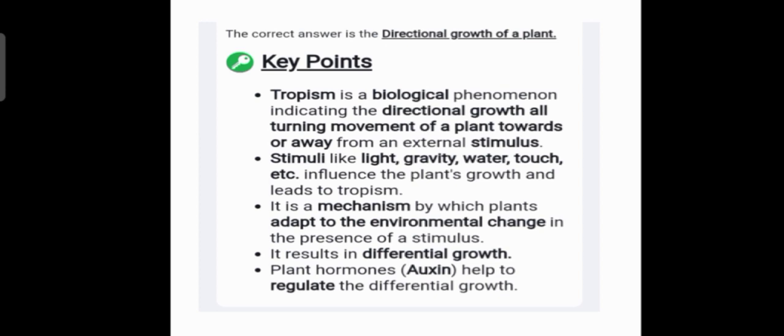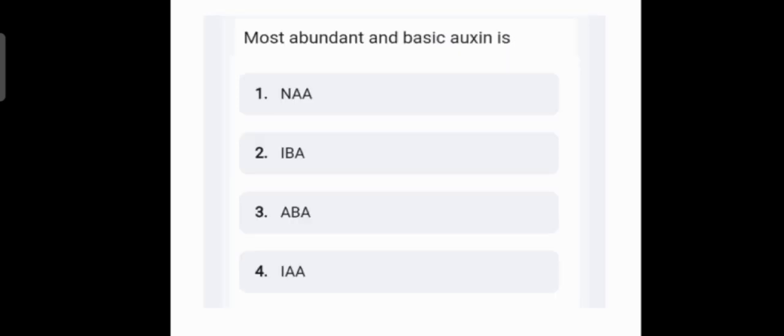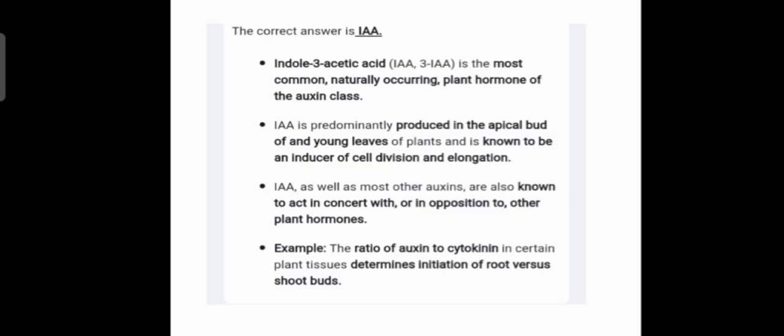Then the plant hormone auxin helps to regulate differential growth. So make sure each point of the explanation given should be noted, because you may get questions from these explanations also. Which plant hormone helps to regulate differential growth? Auxin. Auxin is the plant hormone that helps to regulate differential growth. So the next question, most abundant basic auxin: NAA, IBA, ABA, IAA. Simple.